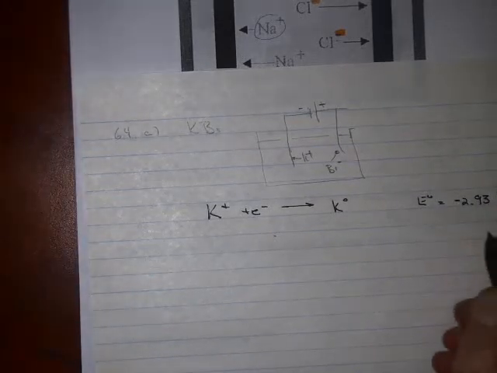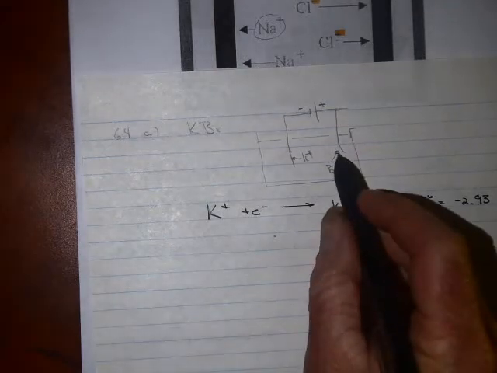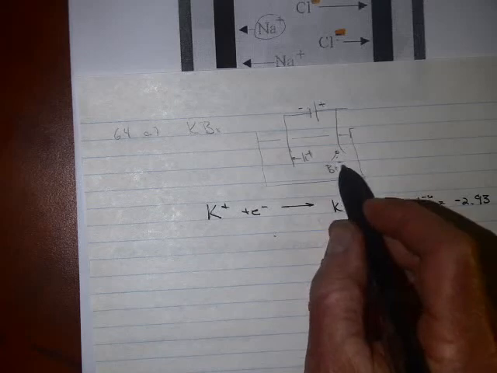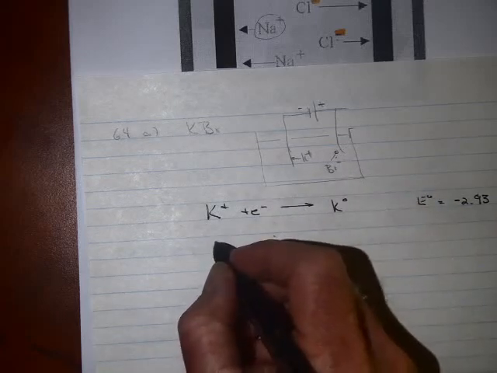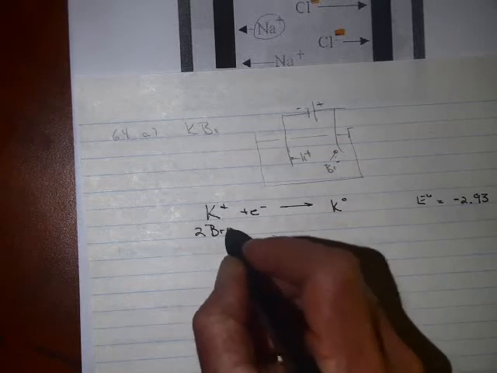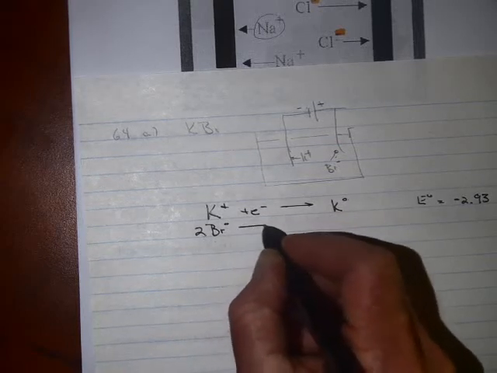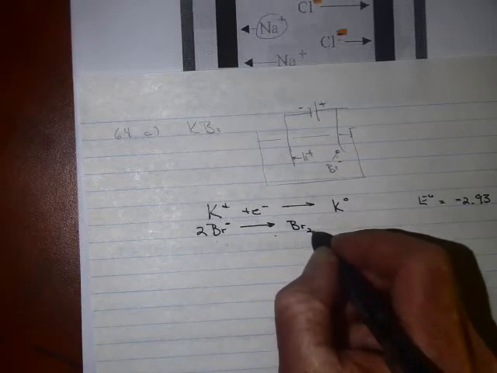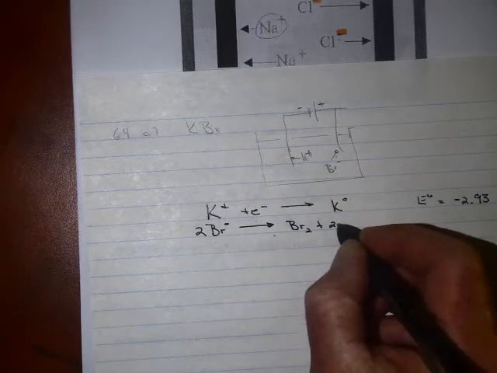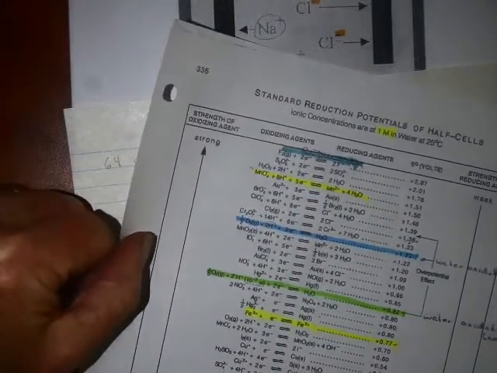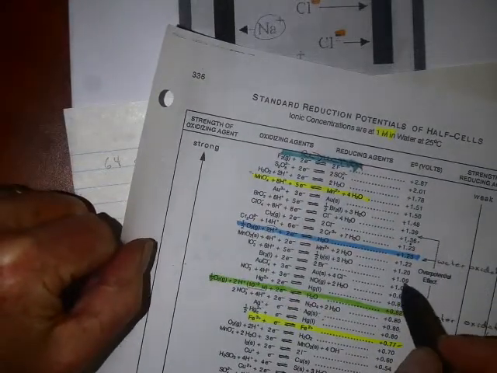Okay. And the other thing that's going to happen is you can see bromide ion is going to give up its electrons. But in order to do that, you're going to have two bromide ions, and they will produce diatomic bromine and give up 2 electrons. Okay? Now that's going to be way at the top. Where's bromine? Yeah, there we go.